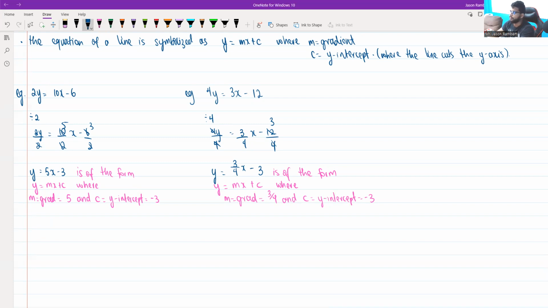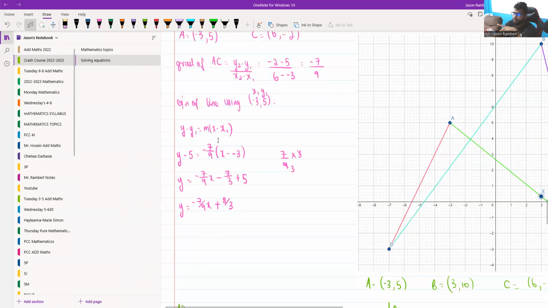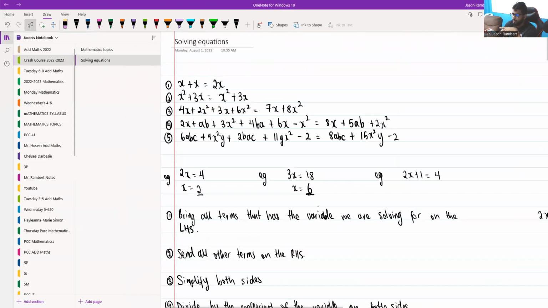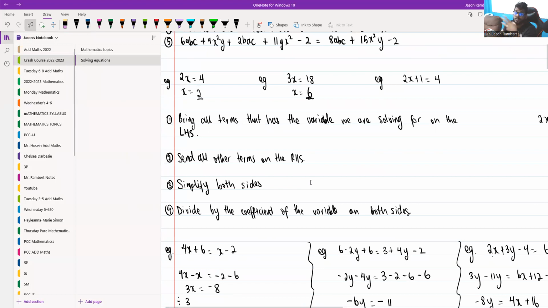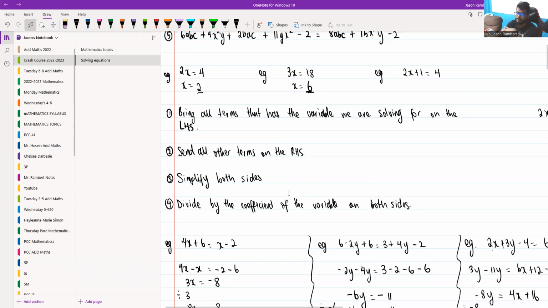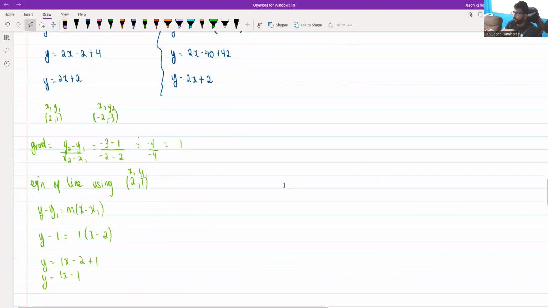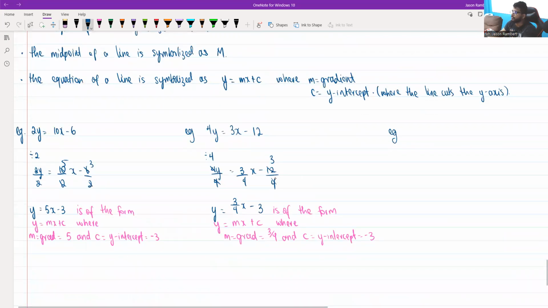Let me tackle our next one now. Let me mix it up a little bit. Again, this will follow solving equations, so I'm solving for y every single time. My first step: bring everything in y on the left, send everything else on the right, simplify both sides, and divide by the coefficient of y every single time. 6x plus 7y is equal to 3.